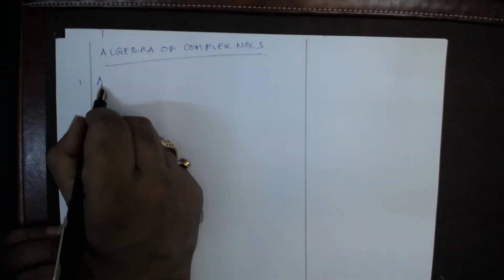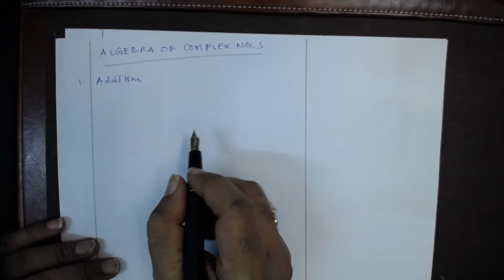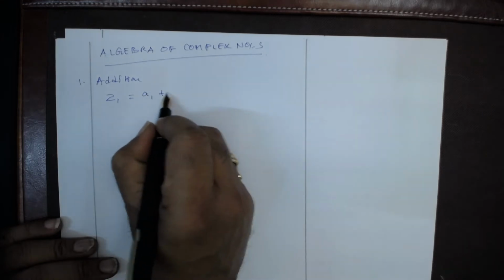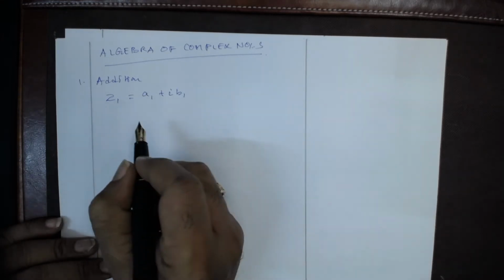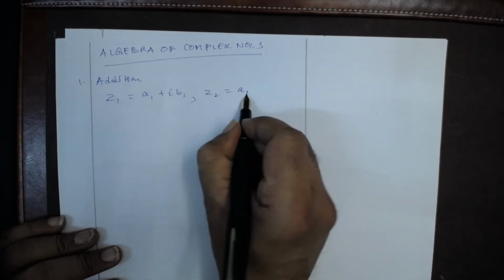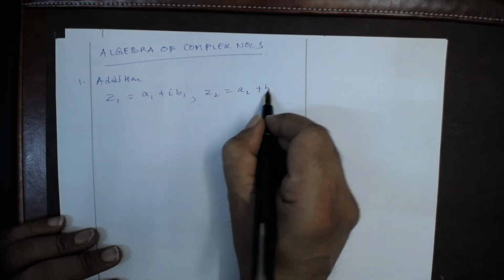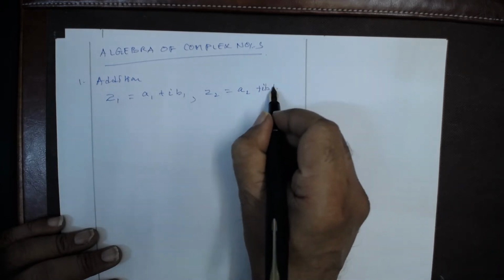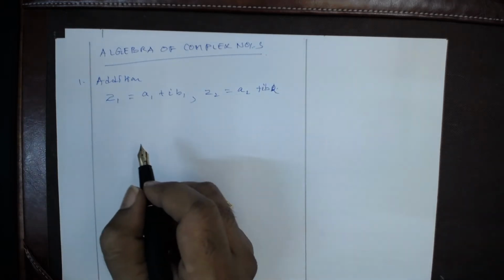Addition of two complex numbers. Addition property. Let us consider Z1 is equal to A1 plus iB1, Z2 is equal to A2 plus iB2.